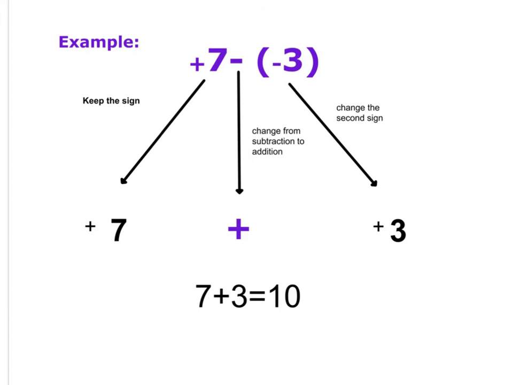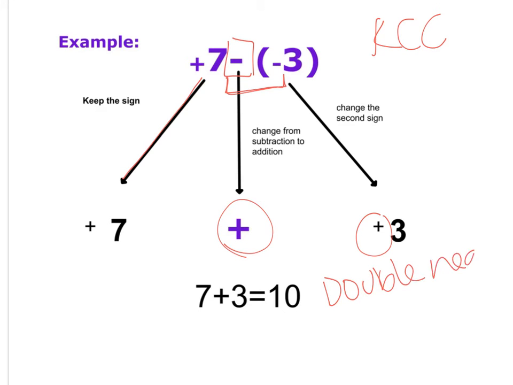Alright, so let's look at this example here. It's a subtraction problem because we have that subtraction sign in the center. It says +7 minus -3. So what we're going to do is keep the sign of the first number, going back to KCC, which is positive 7. We're going to change the subtraction to addition, make it positive, and then we're going to change this negative 3 into a positive 3. So we're left with 7 plus 3 equals 10. And as you can tell, the two negative signs together ended up turning into two positives. So double negatives, or two wrongs, always make a right. Two negatives will always give you a positive.